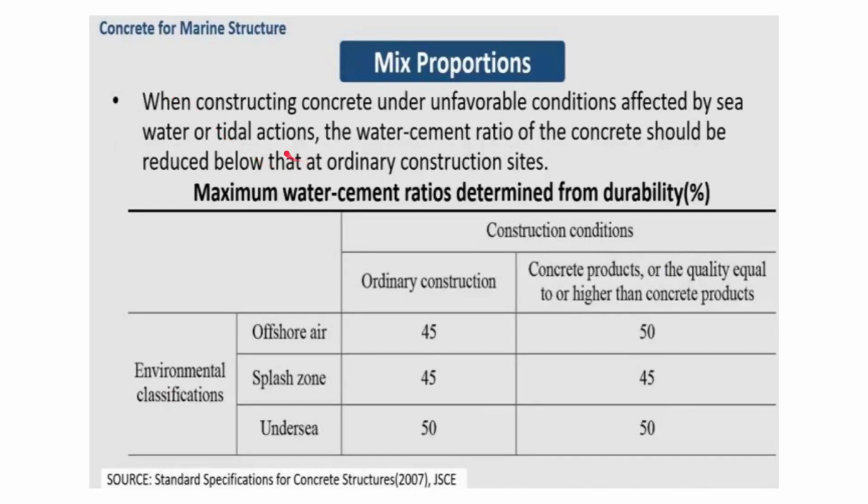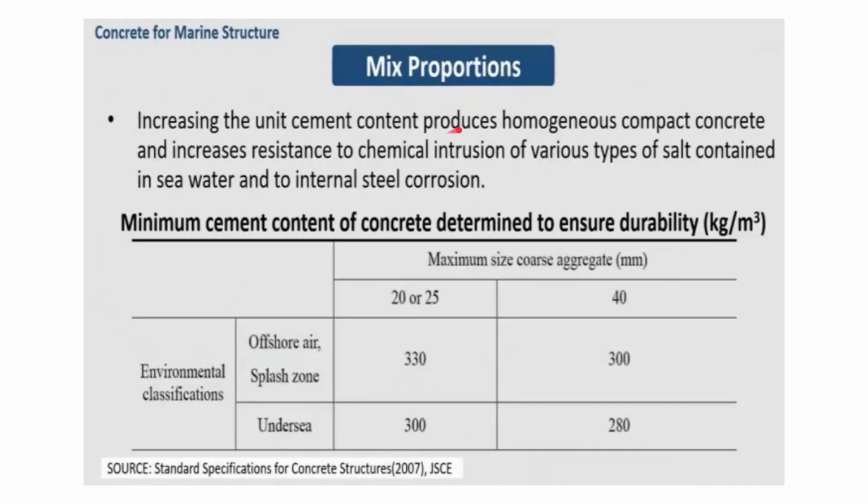When constructing concrete under unfavorable conditions affected by seawater or tidal actions, the water cement ratio of the concrete should be reduced below that at ordinary construction sites. The maximum water cement ratio determined from durability as per JSCE is, in offshore, 45% for ordinary and 50% for special high quality. In the splash zone it is 45 and 50, and undersea it is also 50 and 50. These are some of the criteria. Increasing the unit cement content produces homogeneous compact concrete and increases resistance to chemical intrusion of various types of salt contained in seawater and to internal steel corrosion.